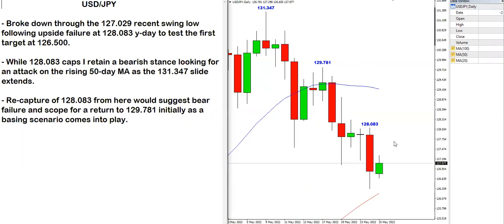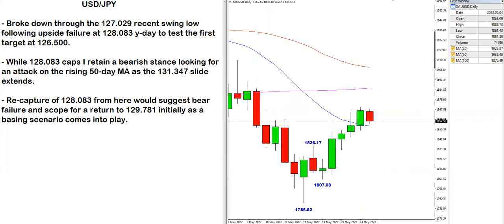But the tone, while below 128.083, remains quite negative. So looking for eventually breaking down towards this 50-day moving average that comes in at 126.229 today. Should we get back above 128.083, that for me would confirm a base. That would look like we're seeing quite an important low. And then the upside comes into play. Reaction high 129.781 is above the market.